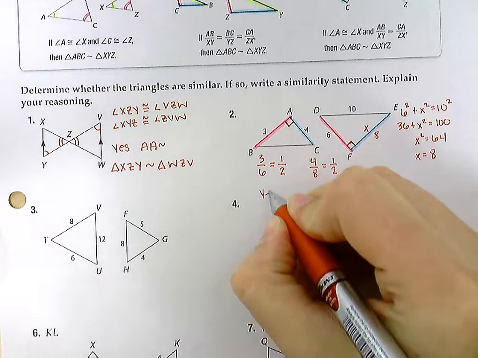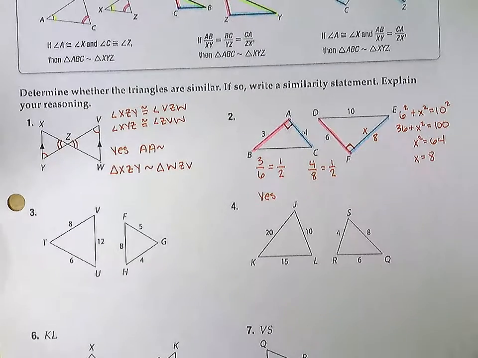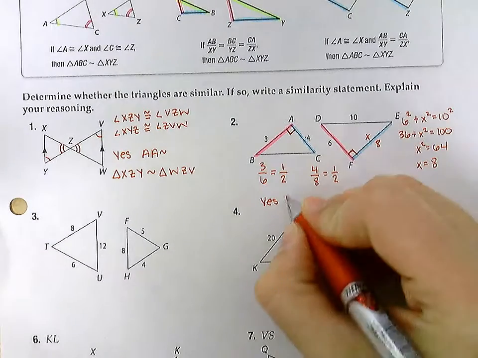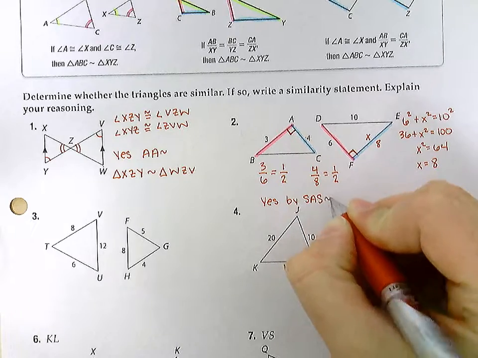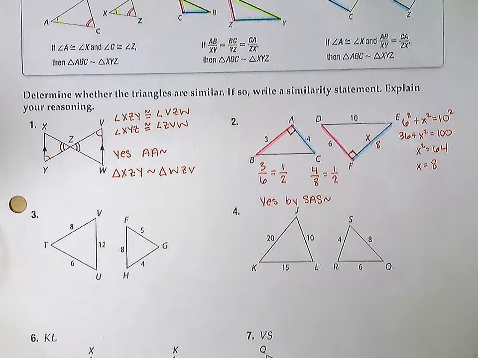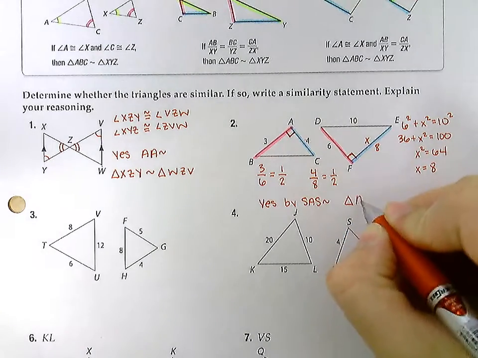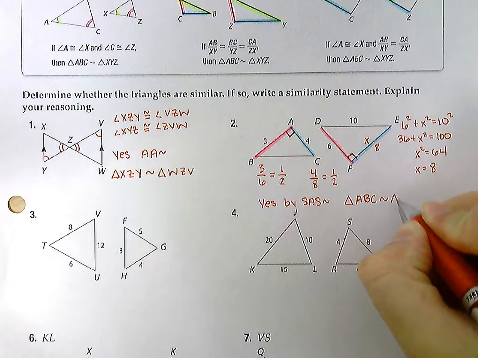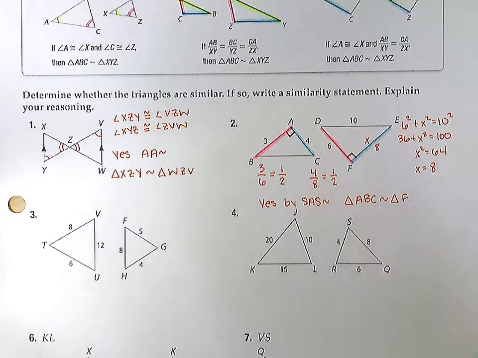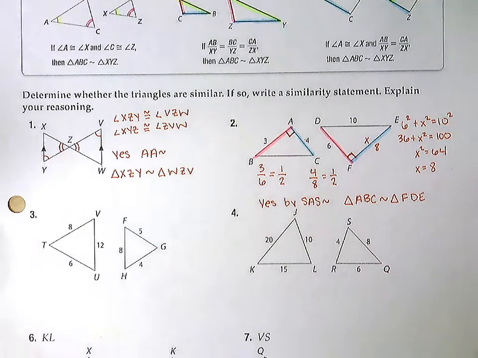Okay, by which one of our theorems above? By side angle side. Then I just have to write out my similarity statement. So I have triangle ABC is similar to triangle FDE. Okay, how are we doing so far? All right.